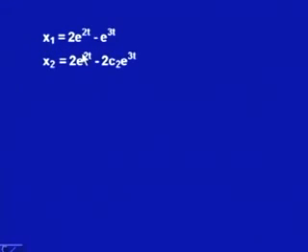When we substitute this here, we get the solution x1 as 2e^(2t) minus e^(3t) and x2 as 2e^(2t) minus 2e^(3t). So, in this example we have been given a system of differential equations together with initial conditions, or we say we have been given an eigenvalue problem, and this eigenvalue problem is solved using the concept of eigenvalues and eigenvectors.